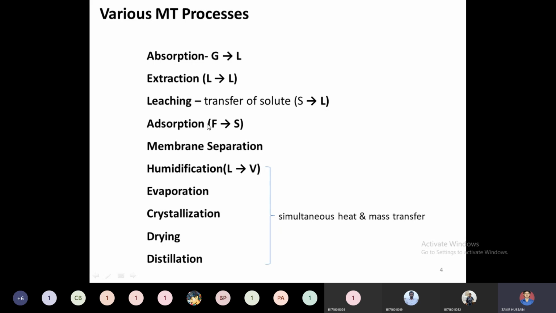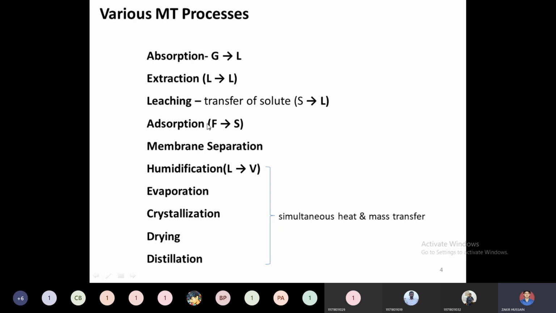Then the next one is membrane separation. Whatever particles pass through the membrane are called the permeate. Whatever particles are retained on the membrane surface are called the retentate. So there are two outputs for membrane separation: one is the permeate and the other is the retentate. RO, reverse osmosis, is a clear example of membrane separation.